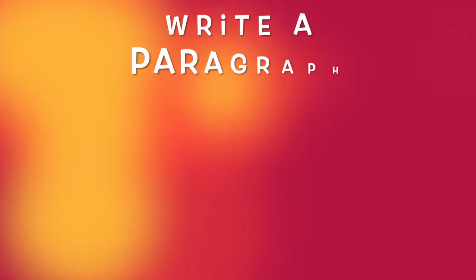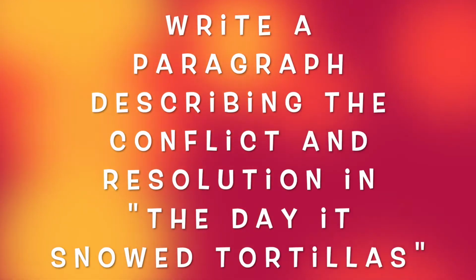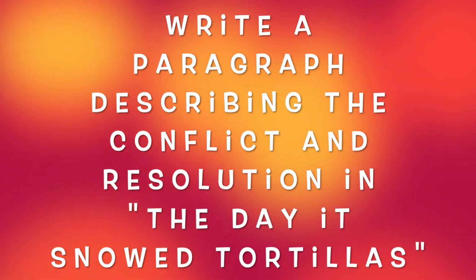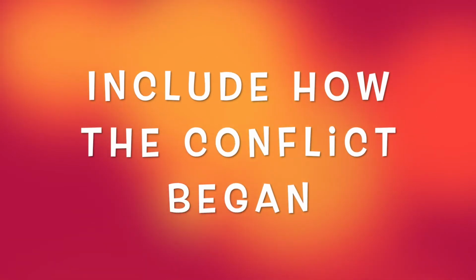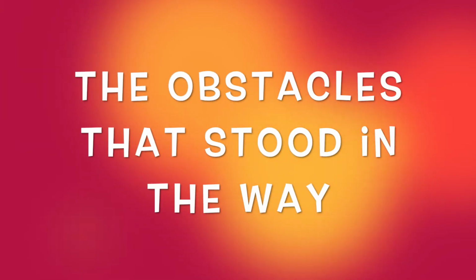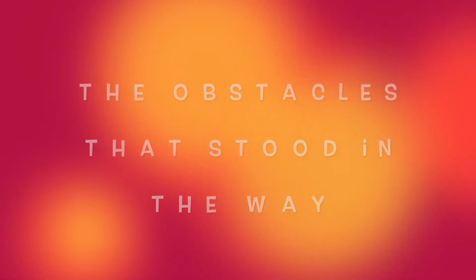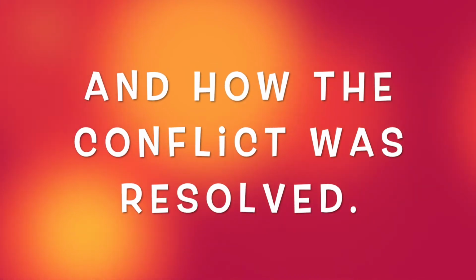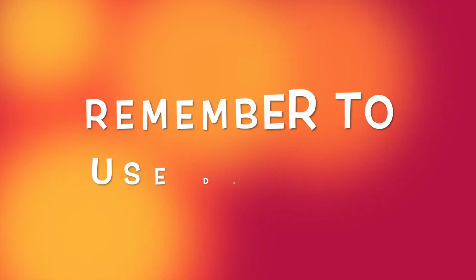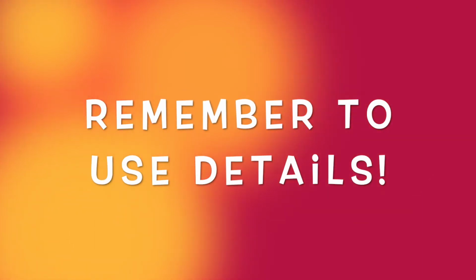It's time for today's journal prompt. I want you to write a paragraph describing the conflict and resolution in The Day It Snowed Tortillas. Include how the conflict began, and then the obstacles that stood in the way, and then finally, how the conflict was resolved. And remember, use details.